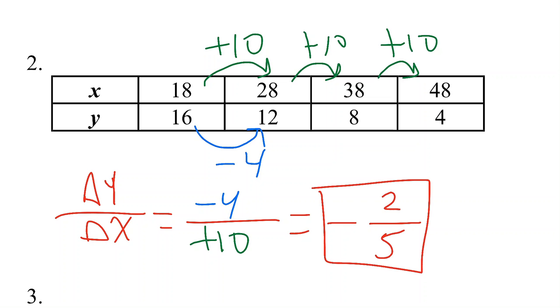So your rate of change for this table is negative 2/5. So that means every time x increases by 5, y decreases by 2, because I put the negative at the top, or every time y decreases by 2, x increases by 5.